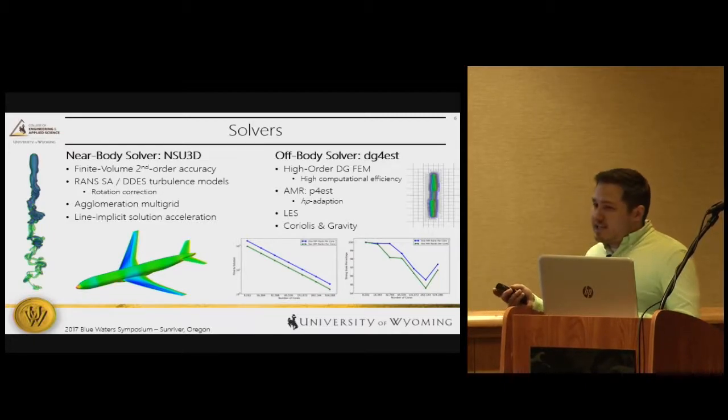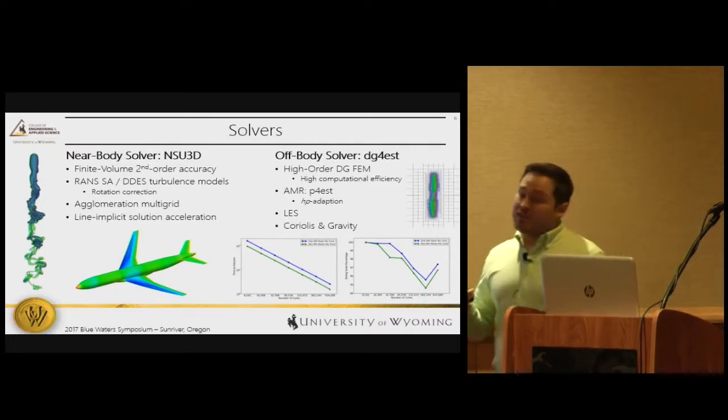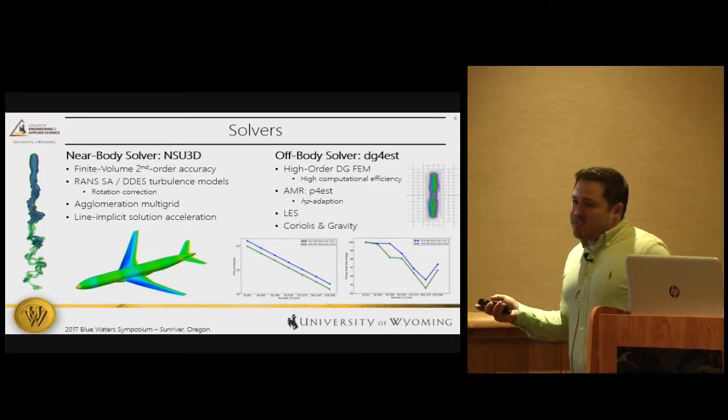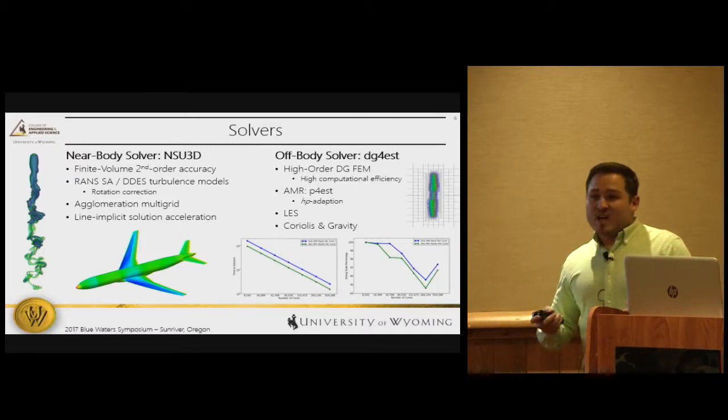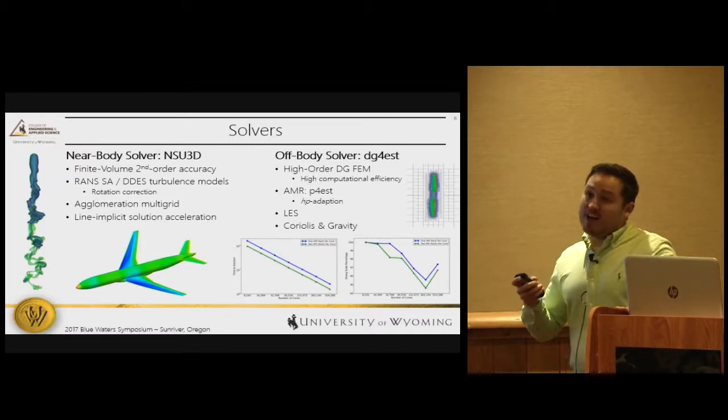For the off-body standalone code, CartDG, which I developed completely, I scaled it on Mira to over a million MPI ranks. I'm getting about 96% strong scalability, but it's not a very fair comparison for this problem because I used about 84 billion unknowns.